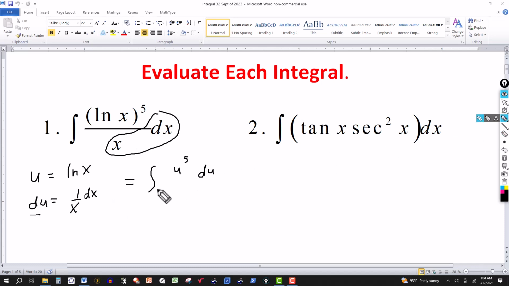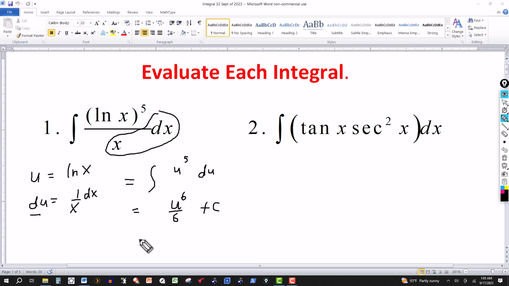So now we just integrate with respect to u. Using the power rule for integrals, add 1 to the 5, we get u to the 6, and divide the coefficient by 6. So I can write it over 6, so I can write it as 1 over 6 times u to the 6, plus the constant of integration.